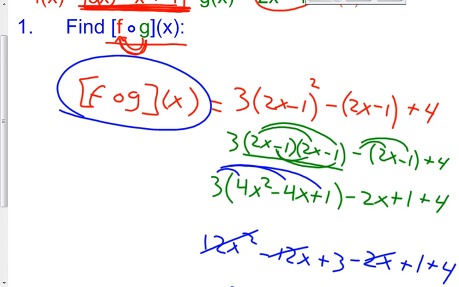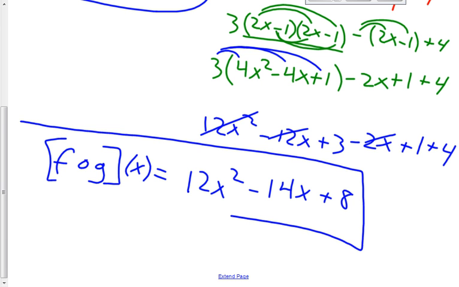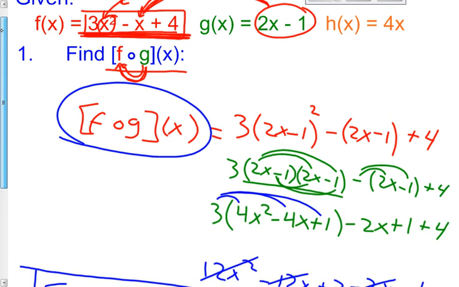So bring this down. f of g of x equals 12x squared minus 14x plus 8. Hopefully that makes sense. All you did was put whatever g of x equals into the f of x function. We're going to practice more of that. You're going to see it like this.